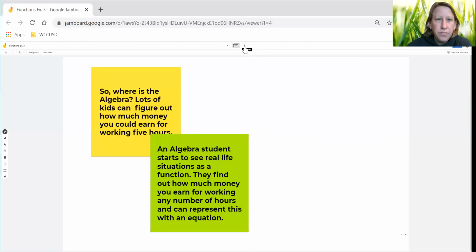Okay. So where's the algebra? A lot of kids could figure out how much money you could earn working 5 hours. They would say, okay, how much do you make per hour? $15. And they'd multiply it by 5. Well, 15 times 5 is $75.